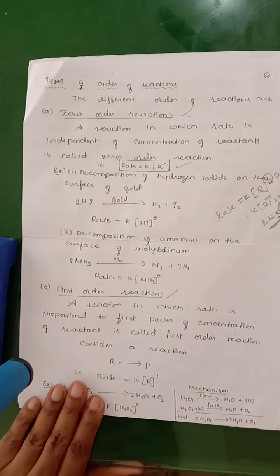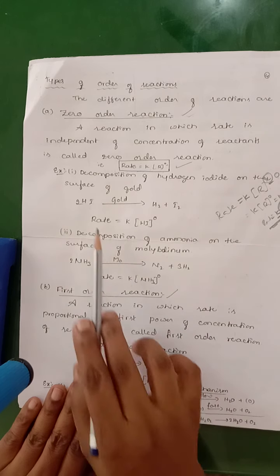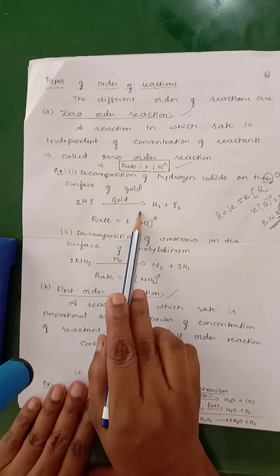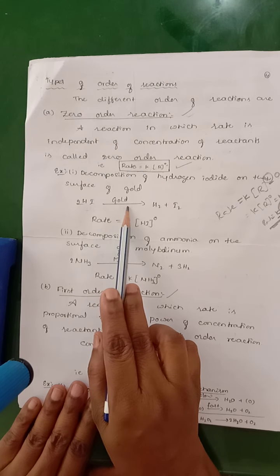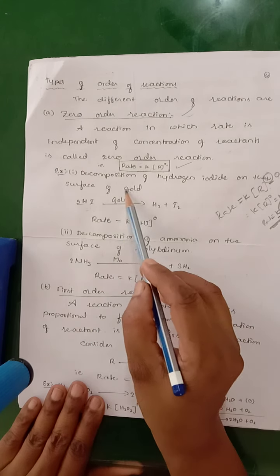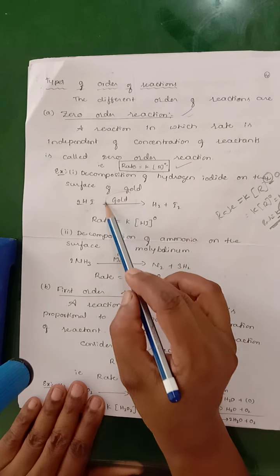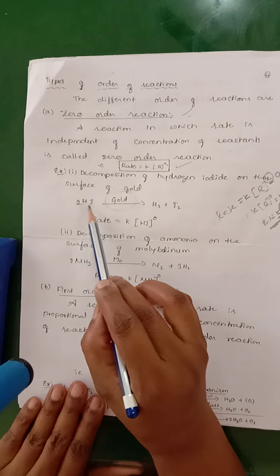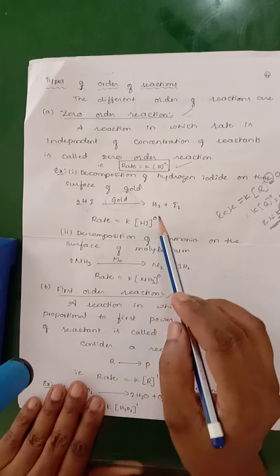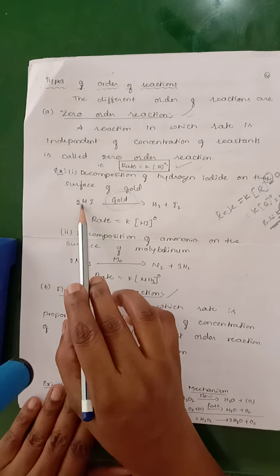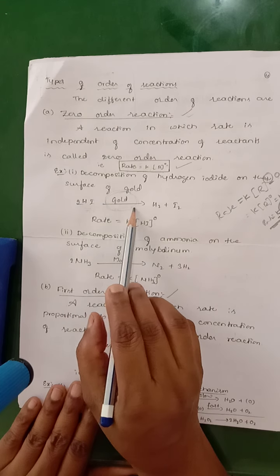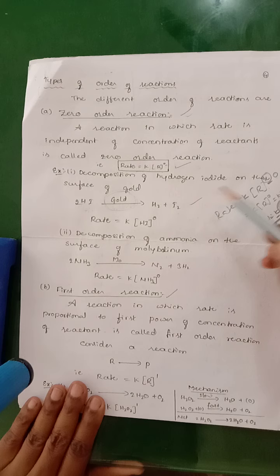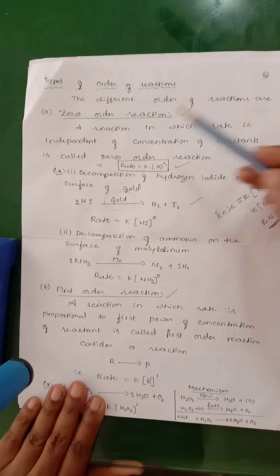So what are the examples of zero order reaction? Decomposition of HI in presence of gold. That means we have to consider this condition. Only under this condition, in presence of a gold medium, HI undergoes decomposition to produce H2 and I2, by taking 2 moles of HI, and decomposition in presence of gold gives us H2 and I2. So this is nothing but one of the examples for a zero order reaction.